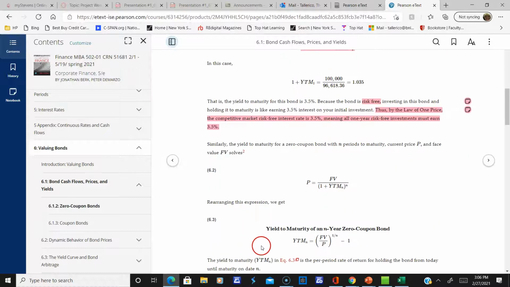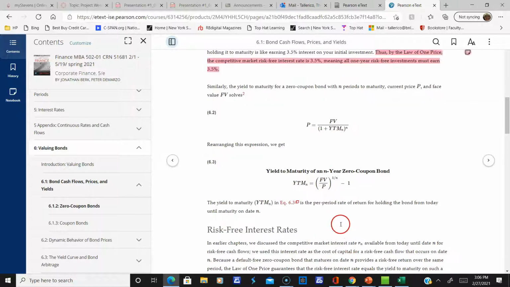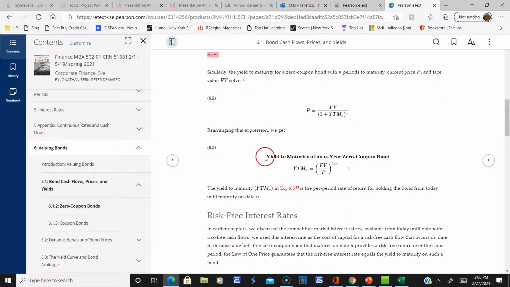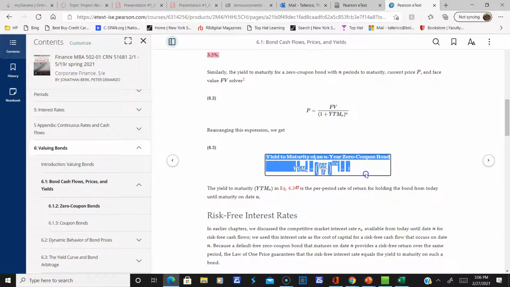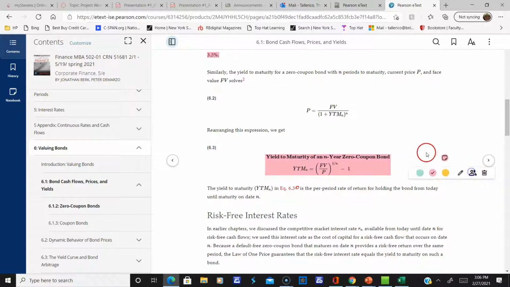So now a more general equation for a zero coupon bond with more than one period to maturity is shown like this. So here's the equation that you would use, and you could write this in Microsoft Excel and solve this, right? This is the per period rate of return for holding the bond from today until maturity on date N.